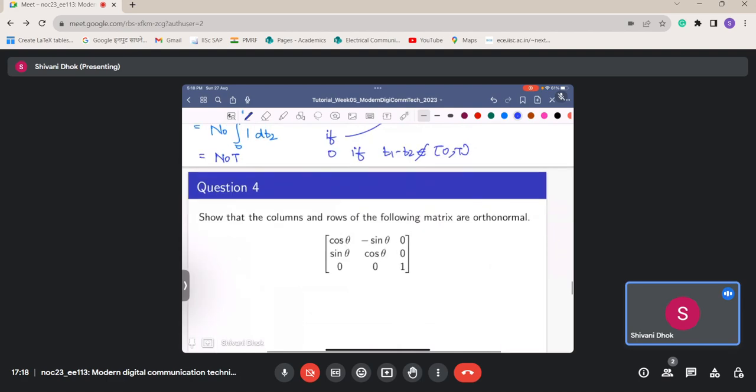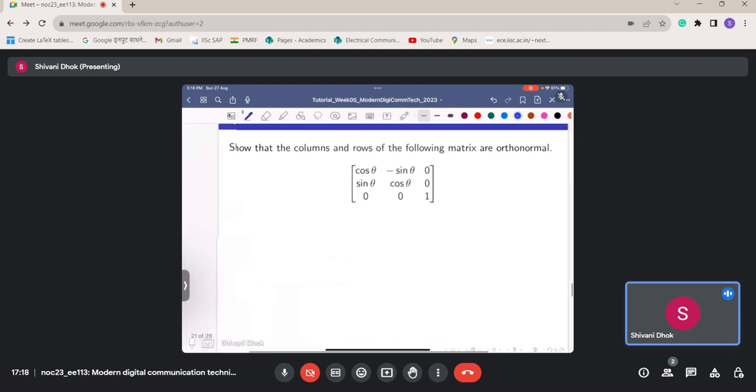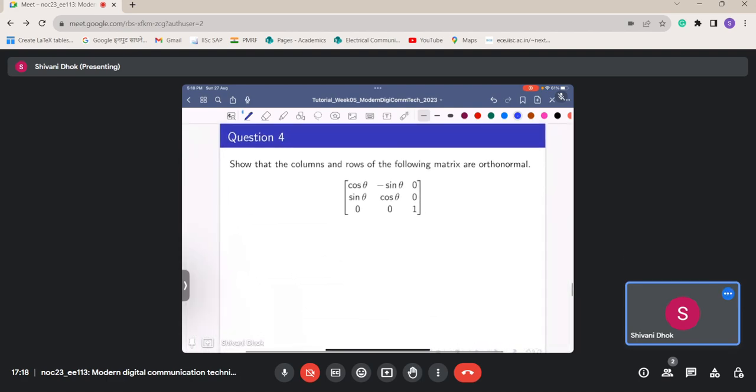Okay, if there are no further doubts, then let's go ahead to the next question. The next question that I have here is, we need to show that the columns and rows of the following matrix are orthonormal.